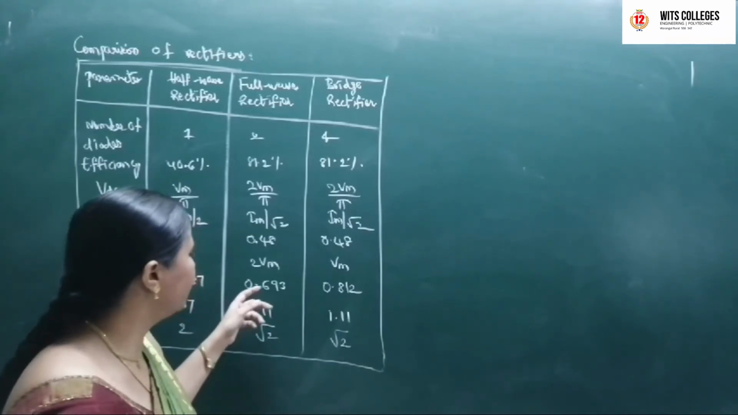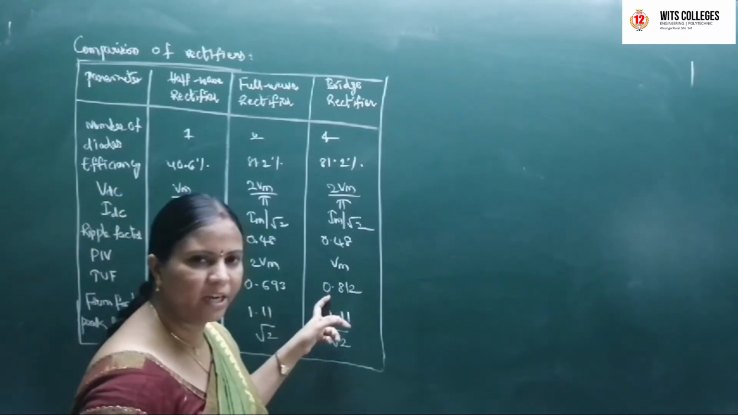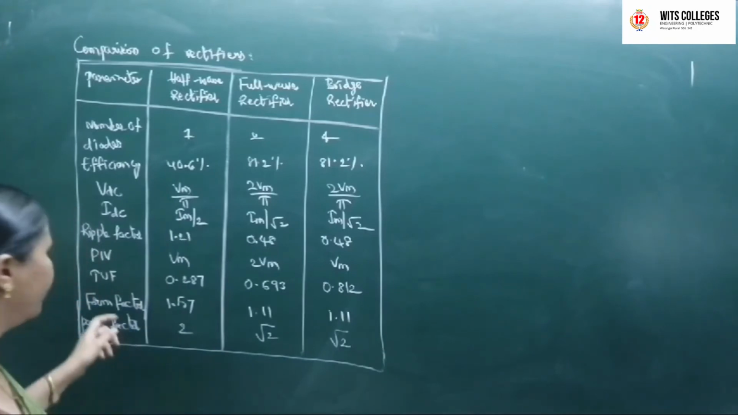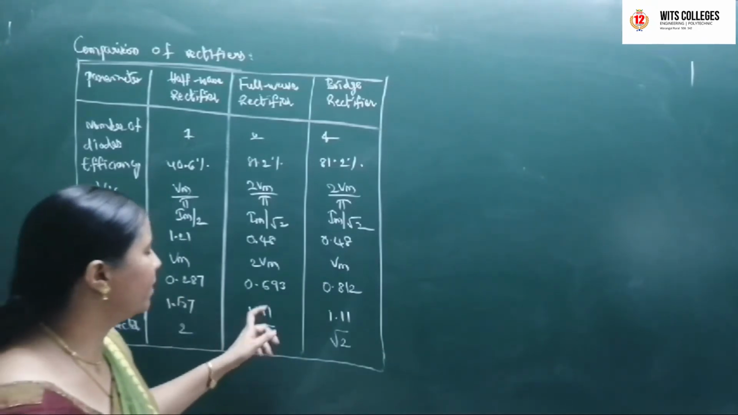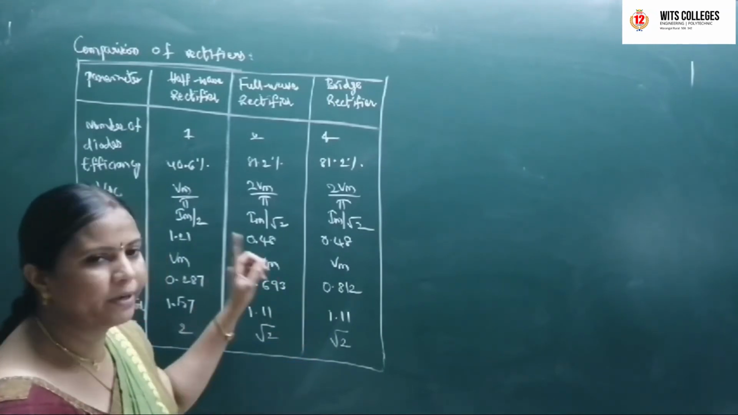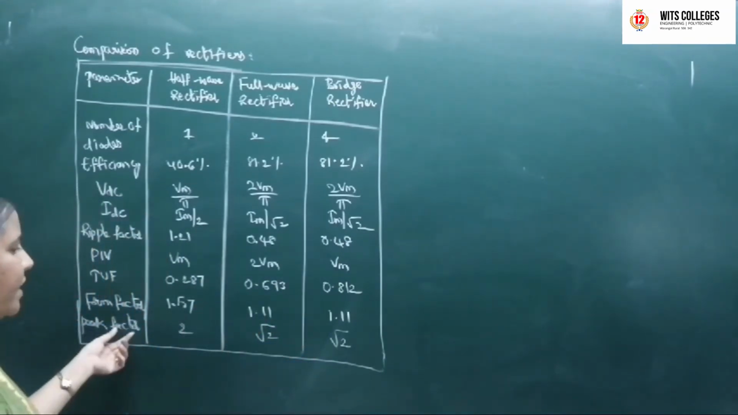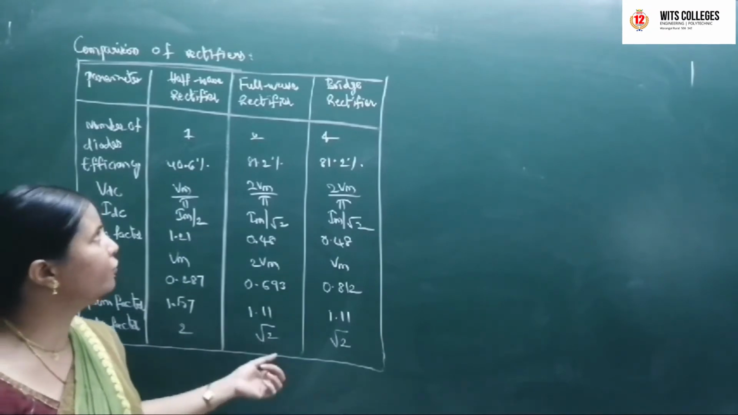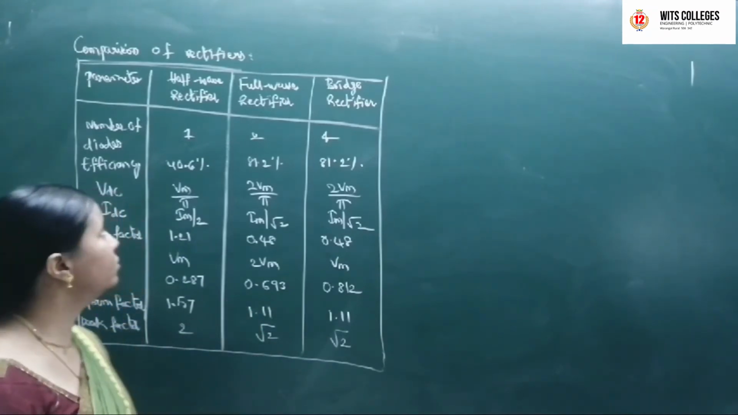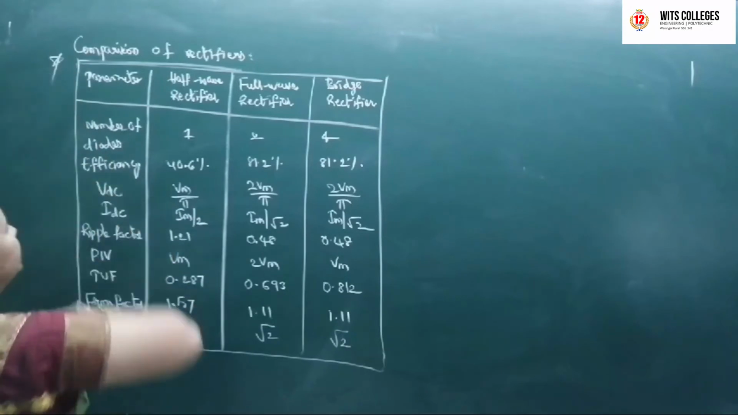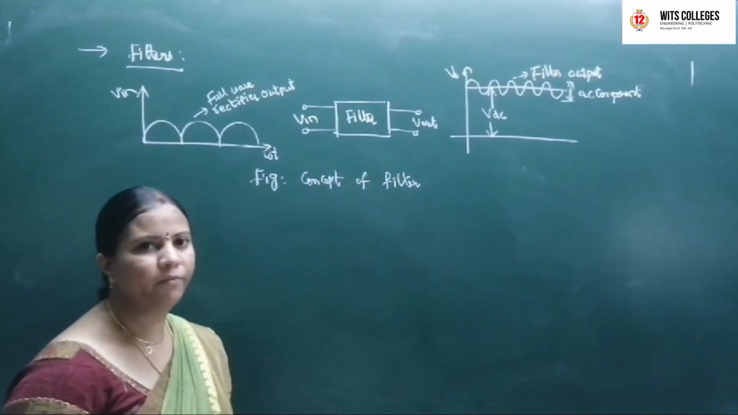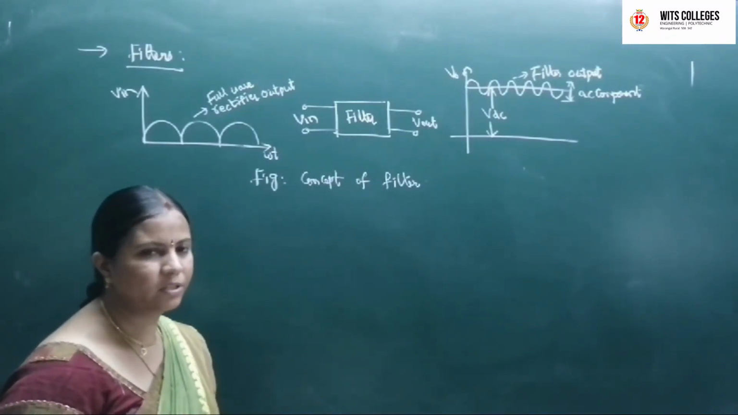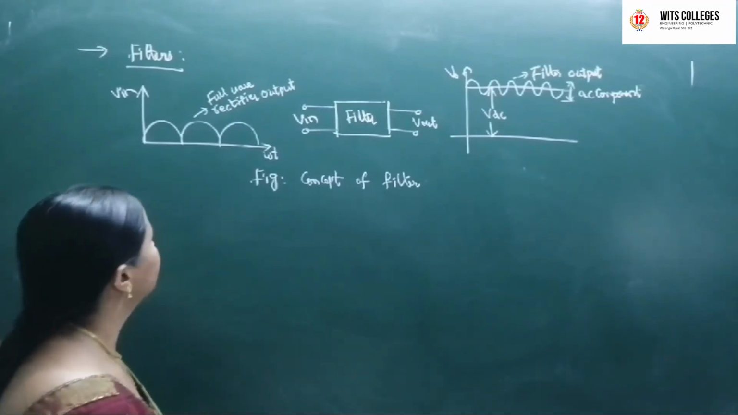Peak inverse voltage is Vm for half wave rectifier, 2 Vm for full wave rectifier and Vm for bridge rectifier. And transformer utilization factor 0.287 for half wave rectifier, 0.693 for full wave rectifier, 0.812 for bridge rectifier. Coming to the form factor, 1.57 for half wave rectifier, 1.14 for full wave rectifier, and peak factor is 2 and root 2 for full wave and bridge rectifier. So these are the comparison, these are very important.